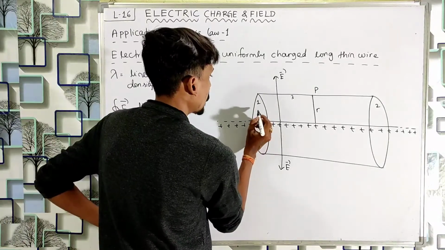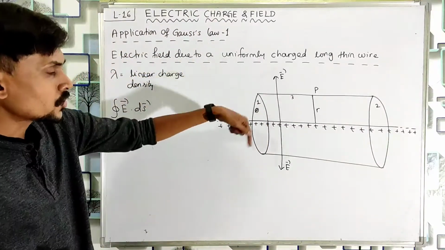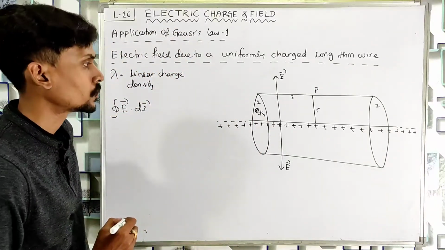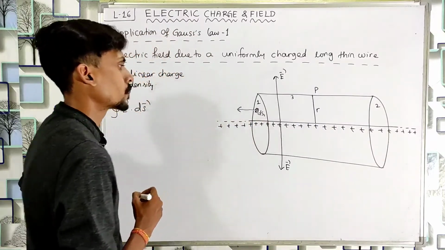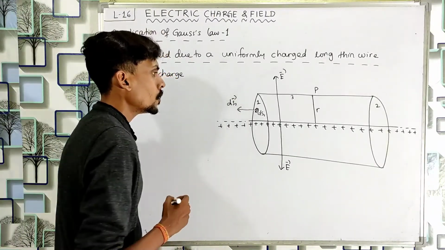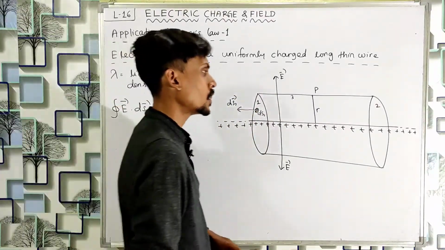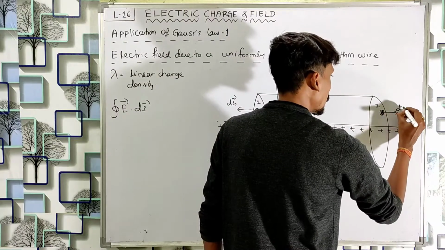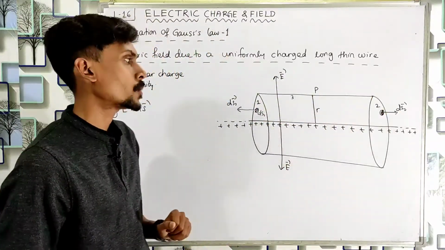Let us choose a small area on the first plane surface, and let us name it ds1. So the ds1 vector will be given by the outward drawn normal. This is the direction of the ds1 vector. So the electric field and the ds1 vector are perpendicular to each other. Similarly, choose a small element here having area ds2, then the area vector will be along the outward drawn normal, like this. Again, the electric field and area vector are perpendicular to each other.